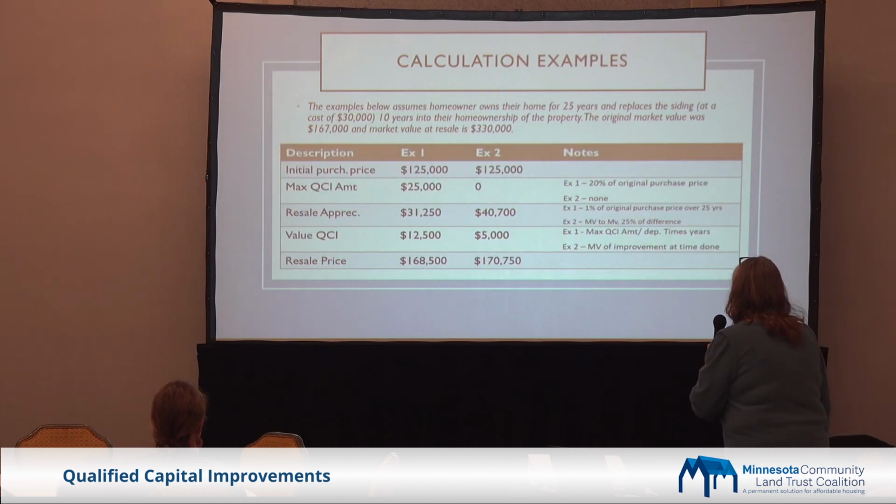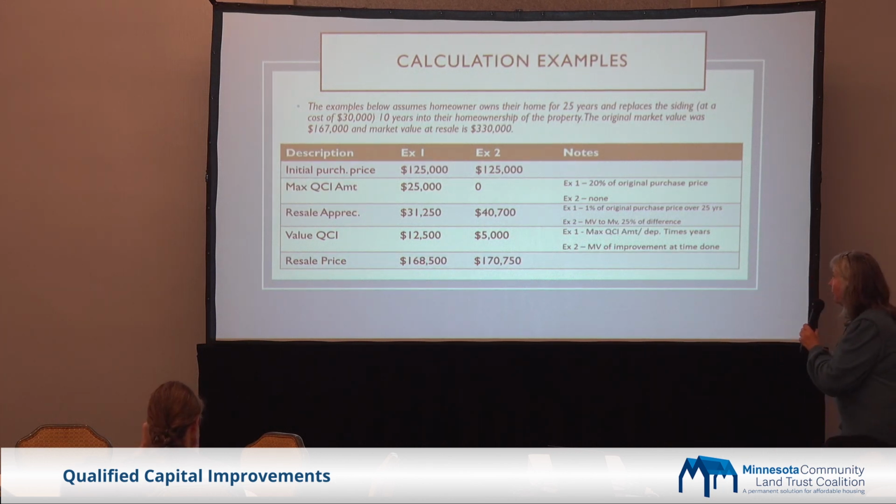So here are the two examples. Both homeowners in each of the examples purchased the home. The homebuyer price was $125. So example number one, they put a cap on the maximum qualified capital improvement amount of $25,000. Example number two does not.